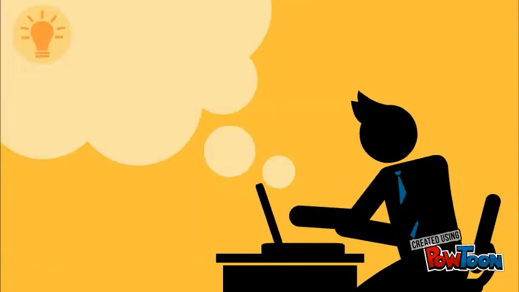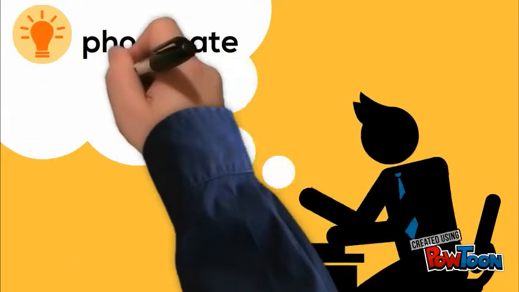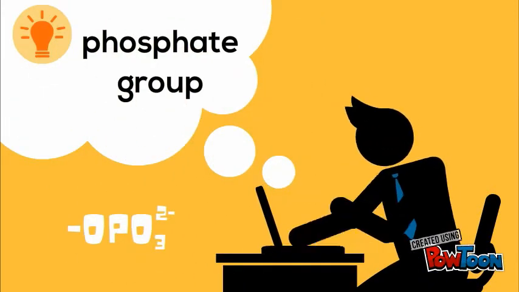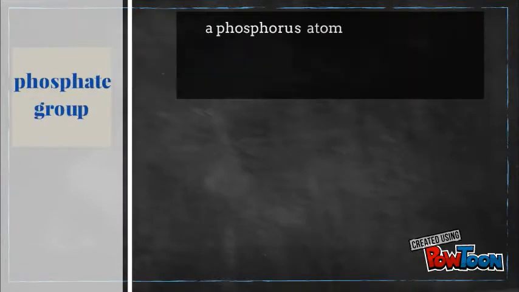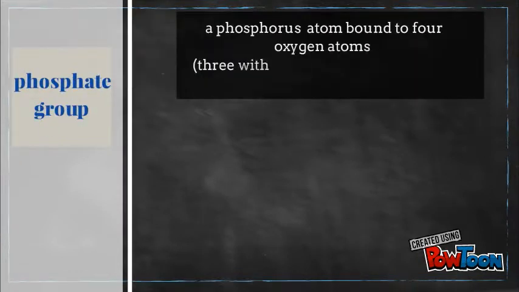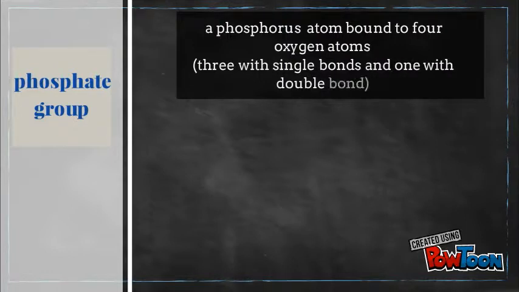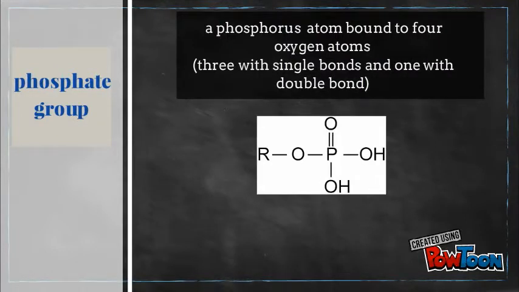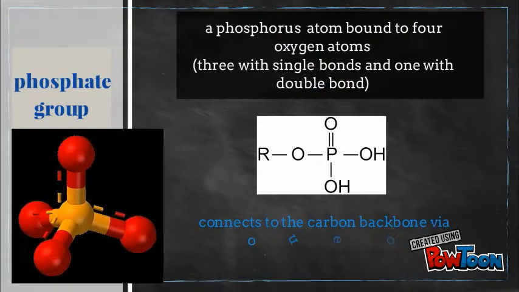The sixth functional group is the phosphate group, which consists of organic phosphates. A phosphate group consists of a phosphorus atom bound to 4 oxygen atoms, which are 3 oxygens with single bonds and 1 oxygen with a double bond. A phosphate group connects to the carbon backbone via one of its oxygen atoms.